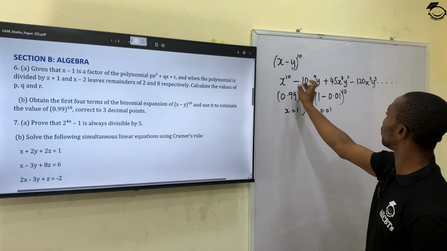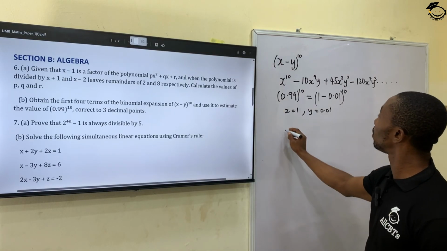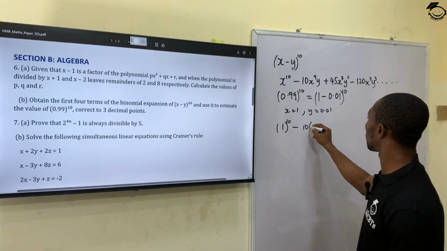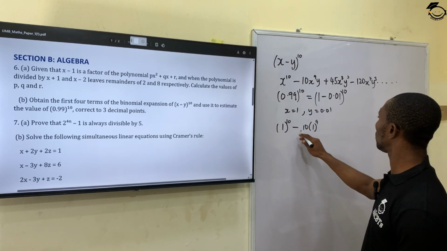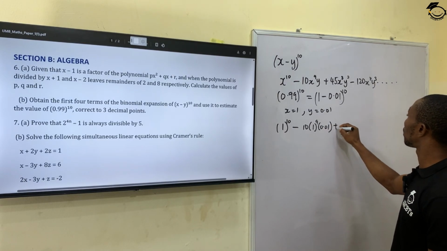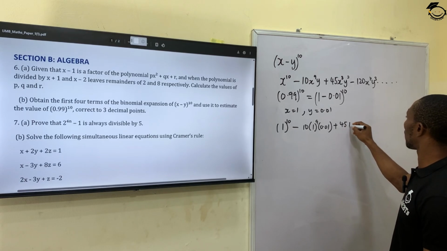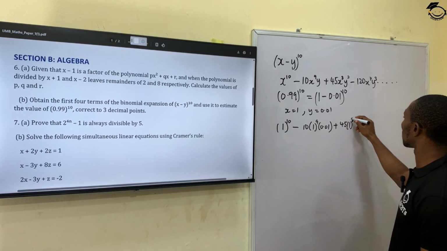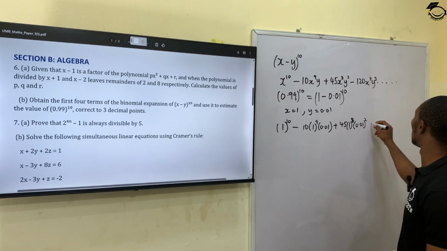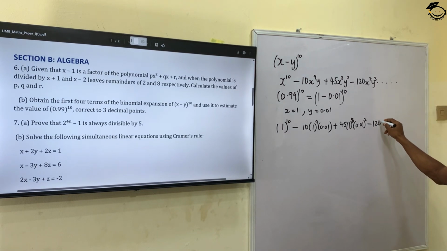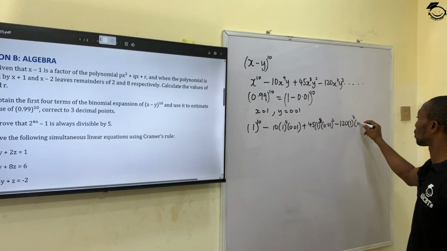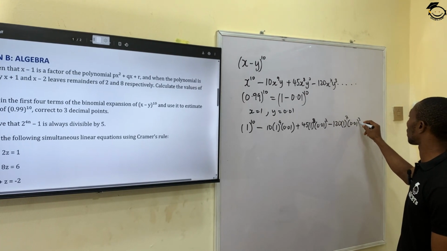Now, coming back to this, our x is 1 and our y will be 0.01. Now, inputting those values into this will become 1 raised to power 10 minus 10 times 1 raised to power 9 times 0.01 plus 45 times 1 raised to power 8 times 0.01 raised to power 2 minus 120 times 1 raised to power 7 times 0.01 raised to power 3.